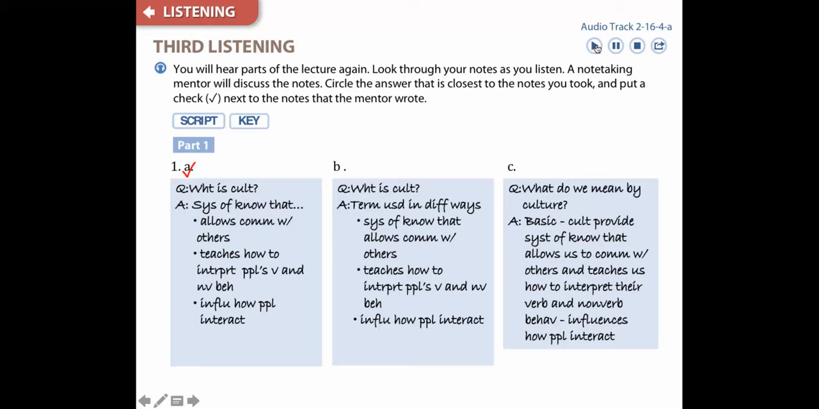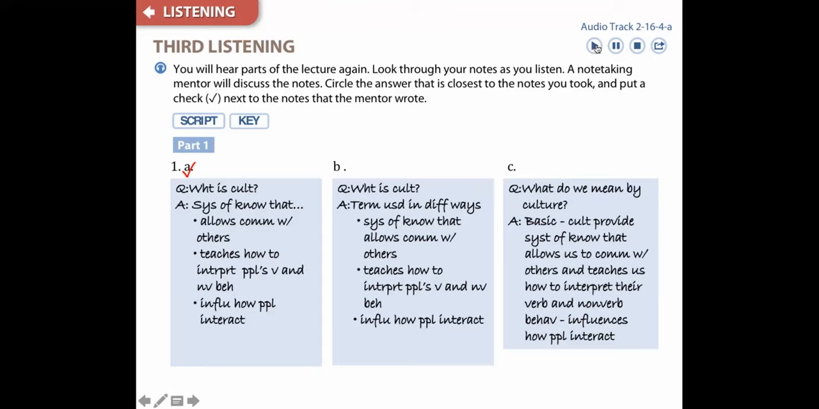Although C accurately reflects the definition of culture from the lecture, too much is written down. There is no need to write down "basic" or "us". If your notes look like C, you've got the idea, but you need to put only the most important information in your notes. Now let's look at A and B.